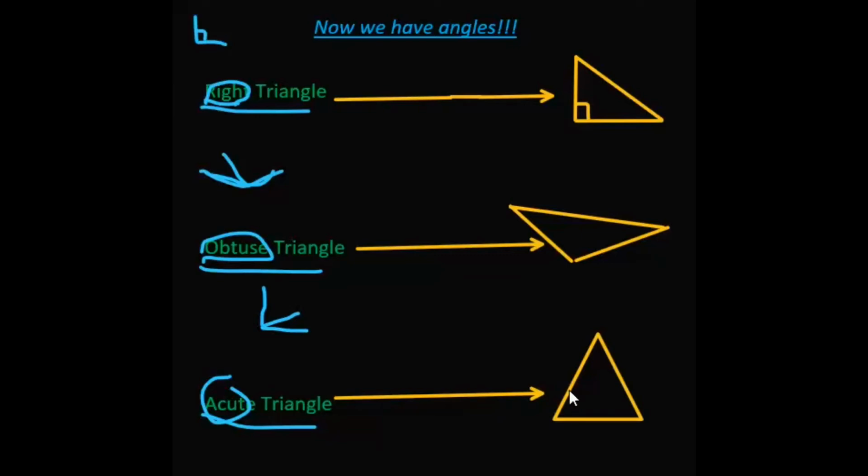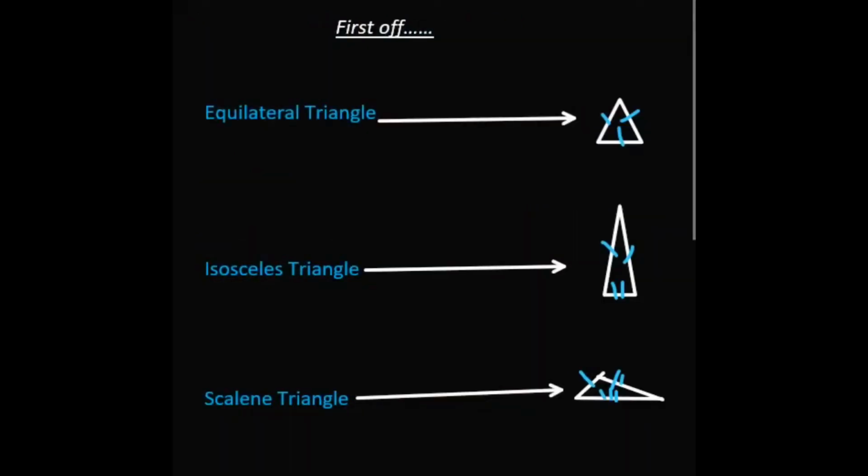Okay? So now that we've got our definitions of the triangles, let's go over them once more, and we will have a little quiz. The first one is an equilateral triangle, which has all three sides equal. The second one is an isosceles triangle, which has two equal sides and one that's not equal. A scalene triangle has no equal sides at all.